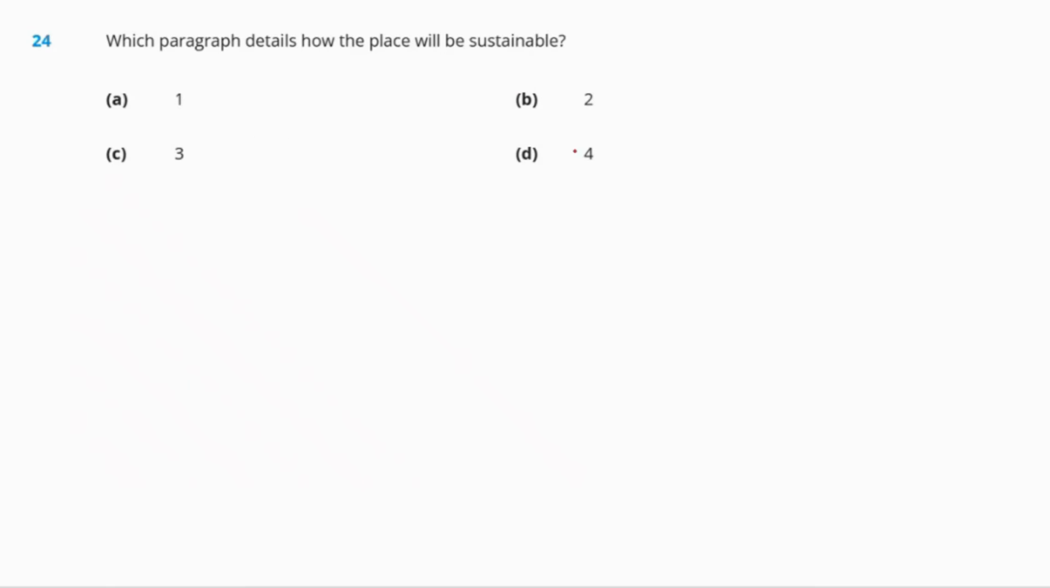Question number 24, which paragraph details how the place will be sustainable? Okay, so the options are A, first, B, second paragraph, C, third paragraph, and D, fourth paragraph. So, out of all of these paragraphs, the third paragraph was the one talking about the sustainability. So, the right answer is option C.